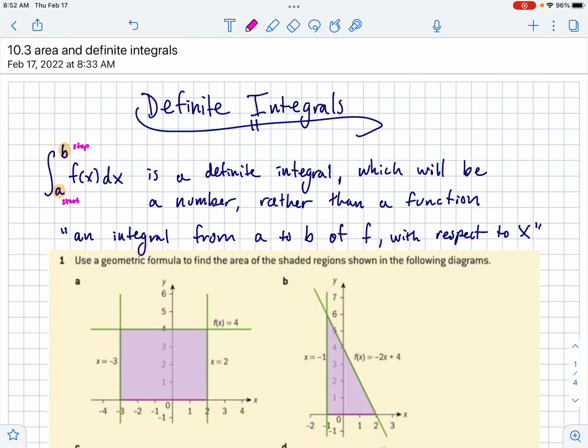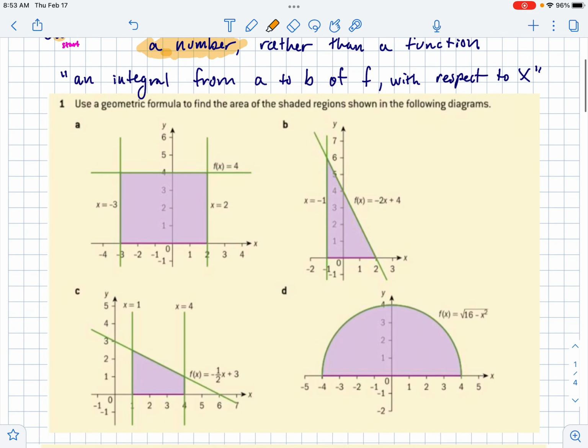Whenever you take a definite integral, it's going to be equal to just a number. This is different than all the integral work that we've done so far, because usually when we integrate something, we get a function, something with x in it. But this will just be numbers when you evaluate a definite integral. The way you read that is an integral from a to b of f with respect to x.